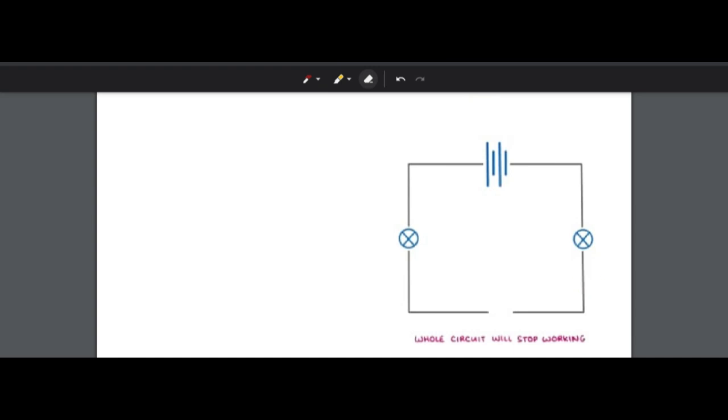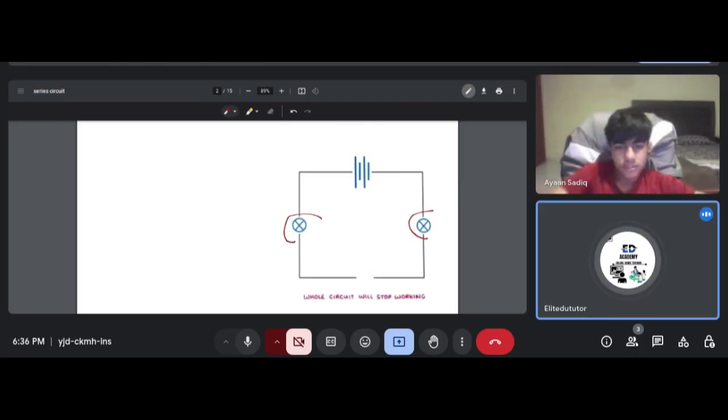So, this is an idea. And the current that flows through each component is the same. This lamp is getting the same current, and this lamp is also getting the same current. Why are they both getting the same current, Ayan?